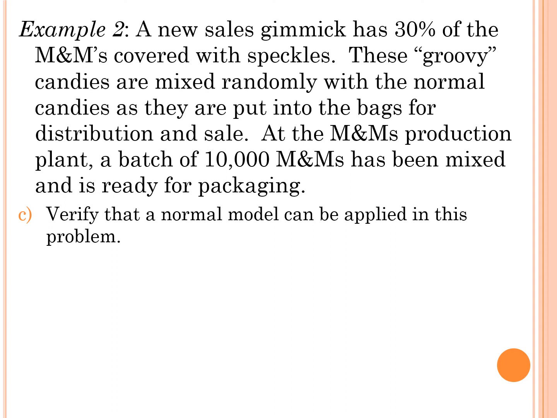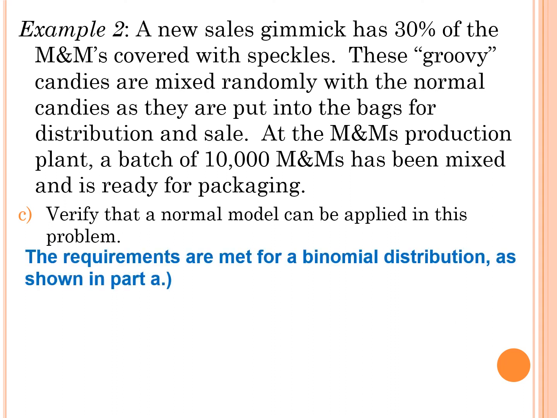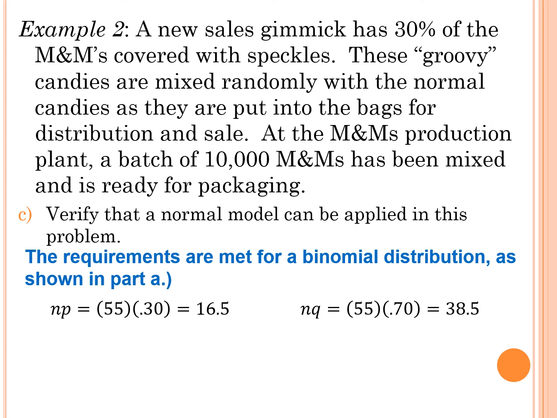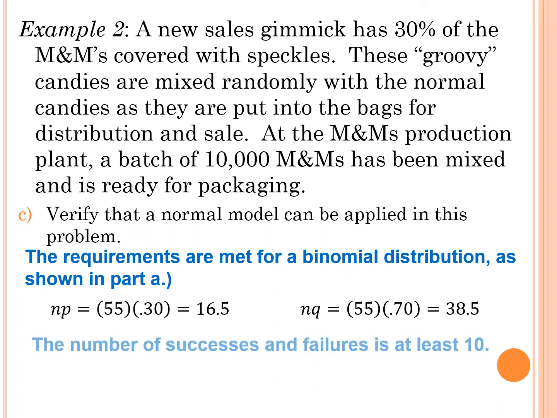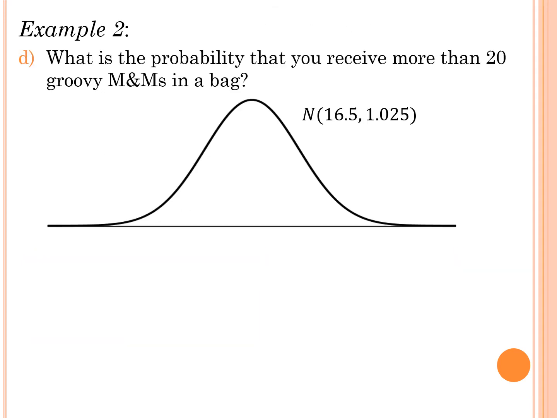Verify that a normal model can be applied to this problem. Requirements are met for a binomial distribution, as we showed in part A. The other thing we check is, do we have at least 10 successes and failures? np we already checked, we got 16.5. n times q, this is the number of failures, the number of non-groovy candies, we get 38.5. These are both at least 10, so we can use a normal model. This is really just checking to see, do we have enough data to fill out the tails in a normal distribution?